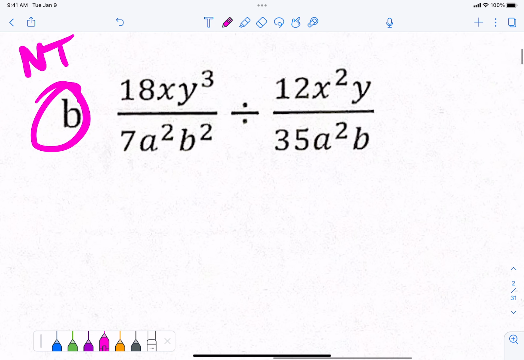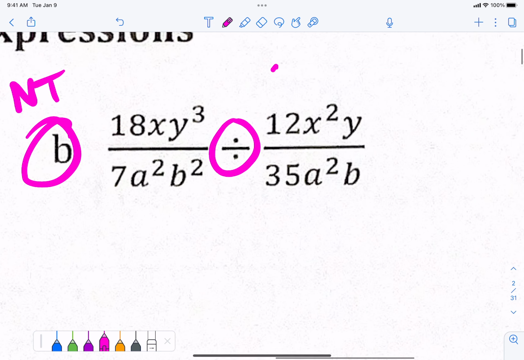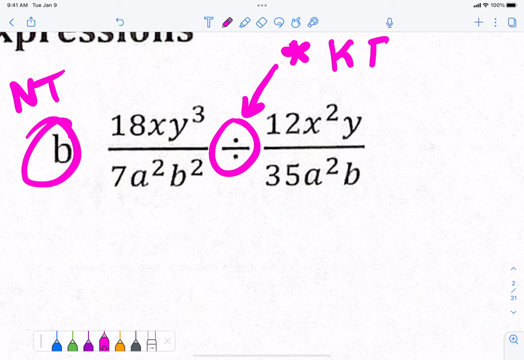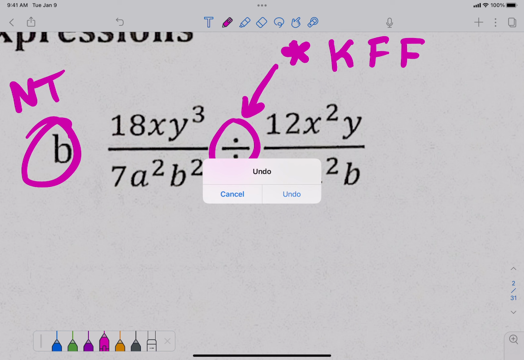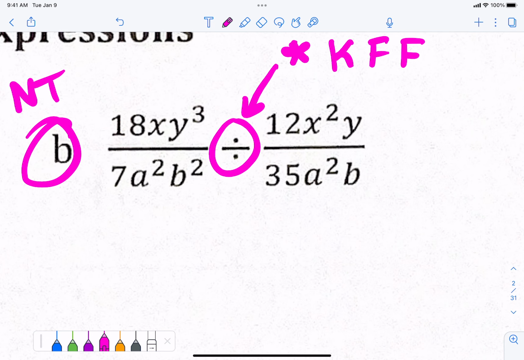Right? Okay, part B, here we go. This is just one slight difference because this symbol is division. We are dividing here, okay? Have you guys ever heard the words keep, flip, flip before? Keep, flip, flip. Here we go. KFF. Keep, flip, flip.